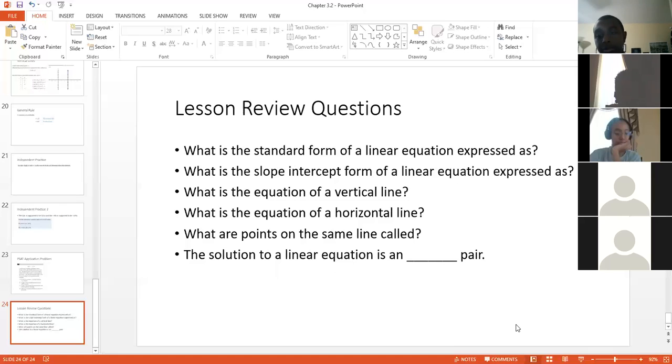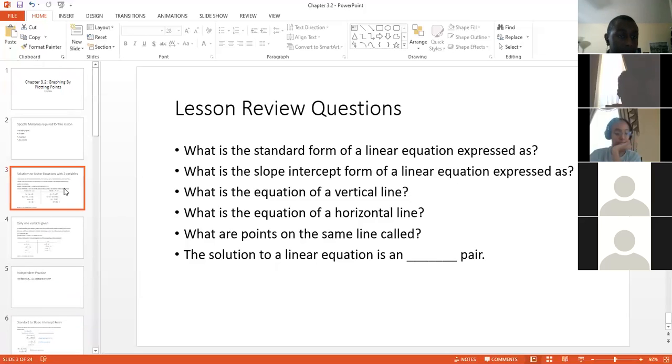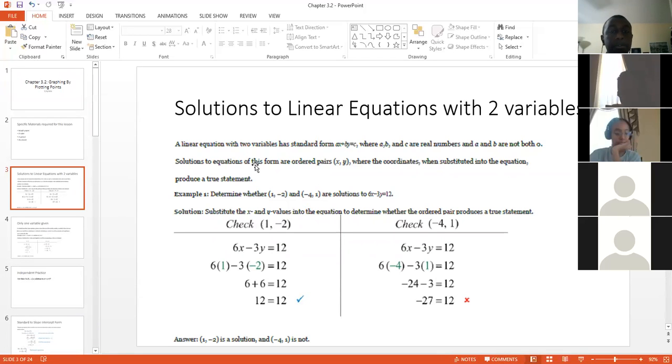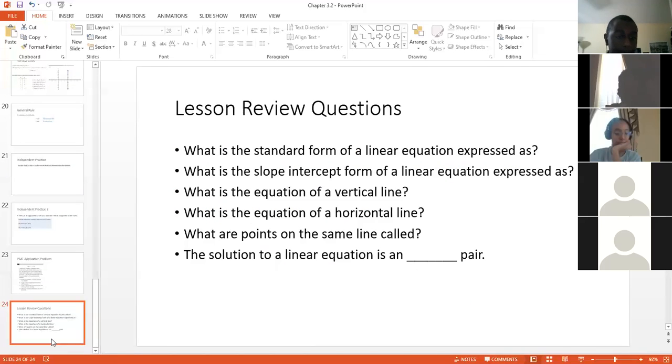Three, two, one. Okay, it's close. It's an ordered pair. It's an ordered pair. Coordinate pair is close. Yes, they're coordinates. Yeah, good. So they're a coordinate pair. They're called coordinates. You have x coordinate and y coordinate, but with the parentheses, a more common form. The solution to the linear equation is an ordered pair. It's right here. Solutions to equations of this standard form are ordered pairs. So x, y is an ordered pair. Very good, guys.